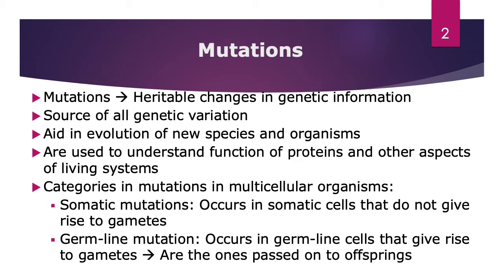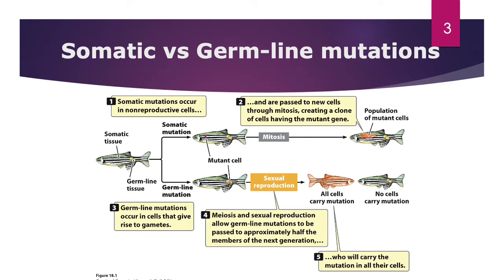Germ-line mutations are mutations that occur in germ-line cells, and germ-line cells are the cells that give rise to gametes. Hence, germ-line mutations are the ones that are passed on to offspring, while somatic mutations remain within the organism and are not passed on to the offspring.